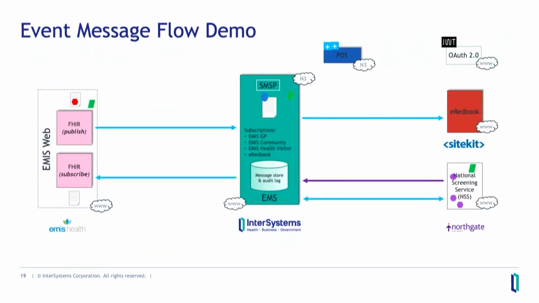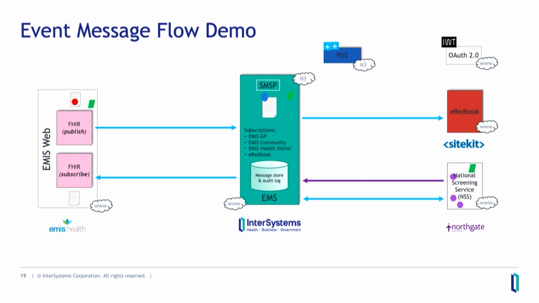Okay, what I'll do now is I'll just graphically show you the information flow, and then we'll talk through that in a little bit more detail. So on the left we have something called EMIS Web. This is a child health system, but it's also the GP system. In the center, we have the event management service, and then on the right, we have the screening system and the e-red book, which is the child personal health record.